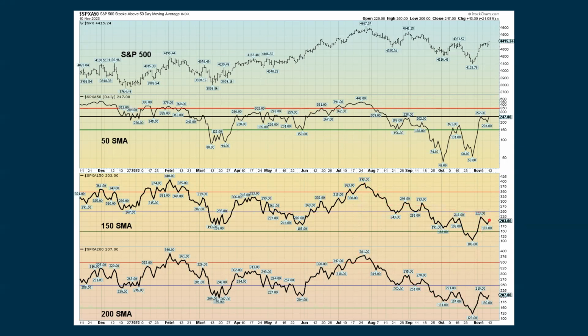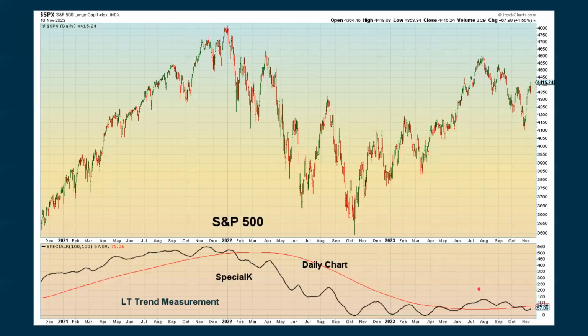When we're below 250, that means we're more negative. If we can cross back above 250, that would be longer term positive. And even though we are improving, we're not crossing above that level yet.